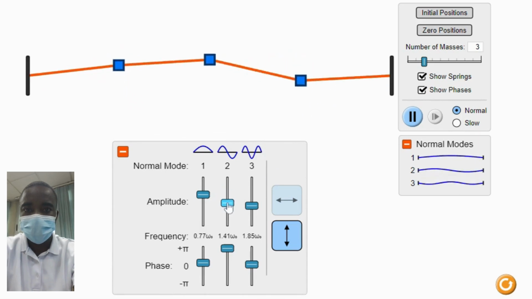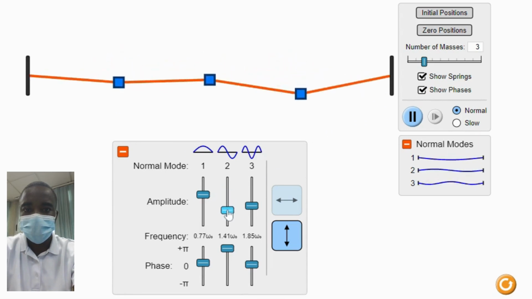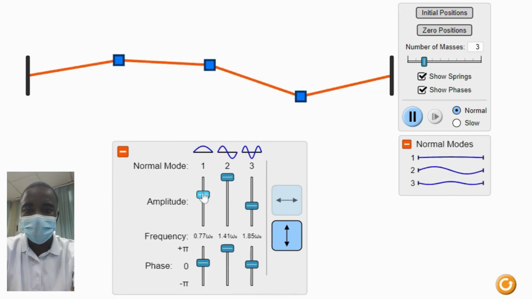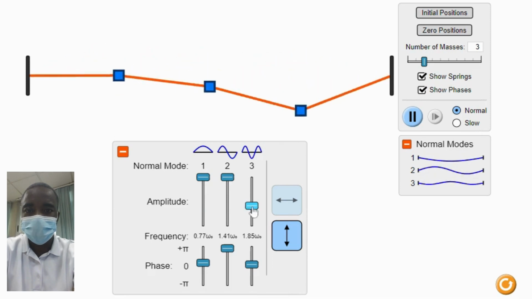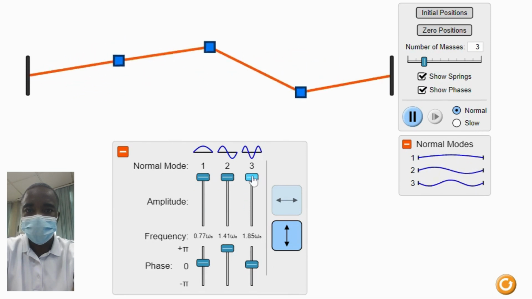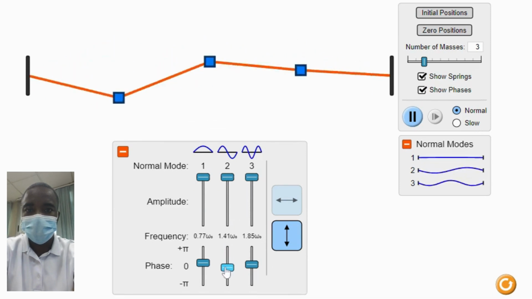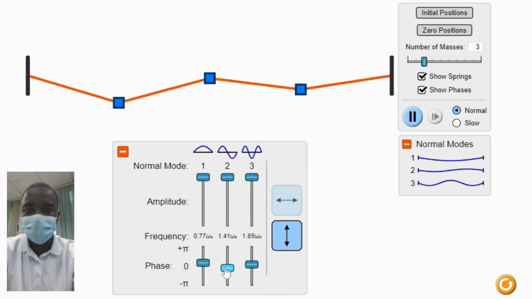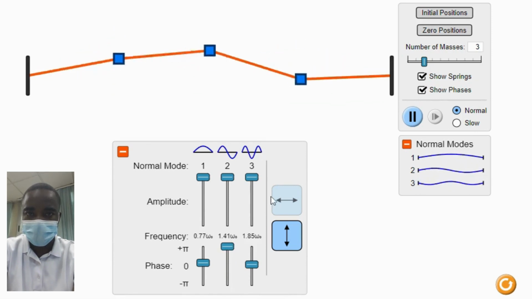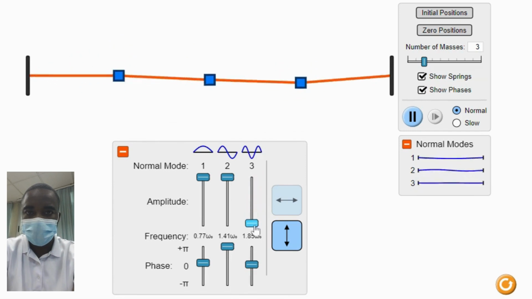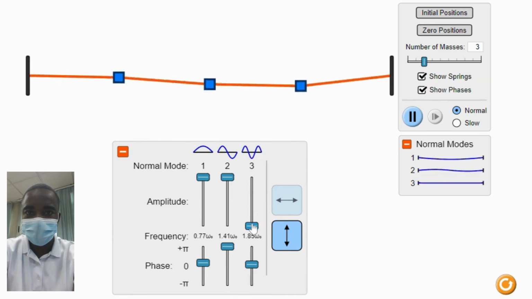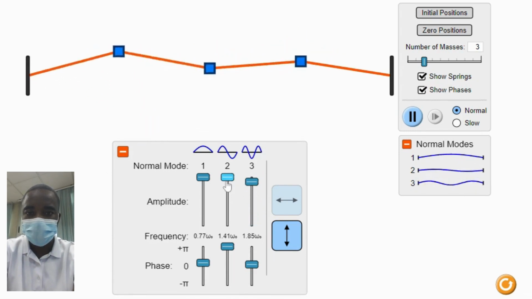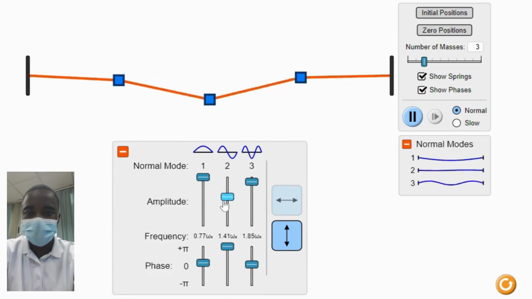In simple terms, it is the natural frequency at which a system oscillates when it is given a small disturbance. For example, when you pluck a guitar string, it begins to vibrate at its natural frequency, which is one of its normal modes. Similarly, when you flick a pendulum, it swings back and forth at its own natural frequency, which is another type of normal mode.